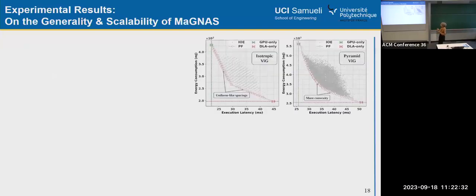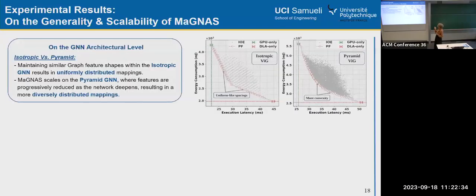On the scaling capabilities of our framework, we have evaluated Magnus on two different macro architectures of GNNs, the isotropic one and the pyramid one. The isotropic macro architecture GNN maintains the same graph size across all the layers of the GNN, whereas the pyramid one reduces the size of the graph as the network deepens, to account for the multi-scale features of vision data. And we can see that Magnus also scales on the pyramid GNN.